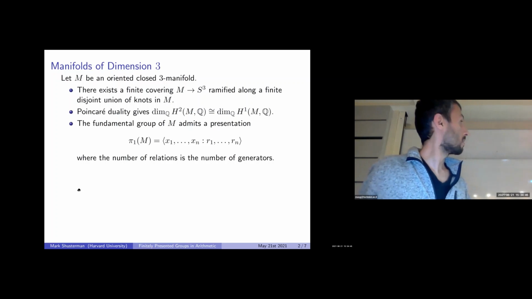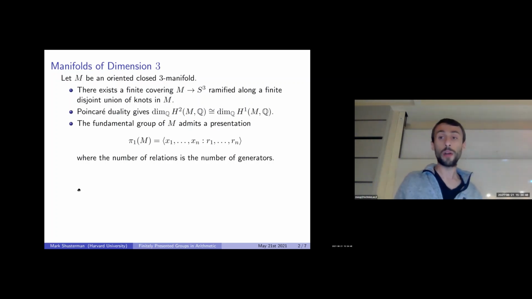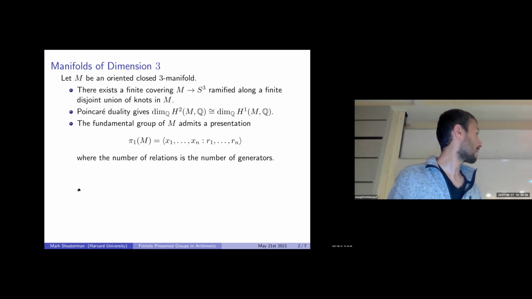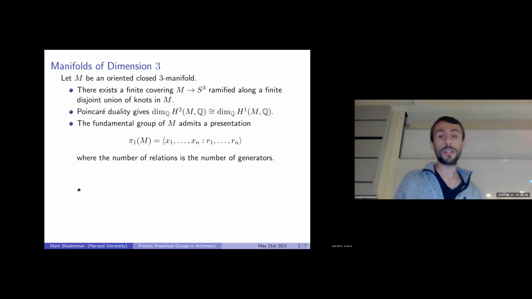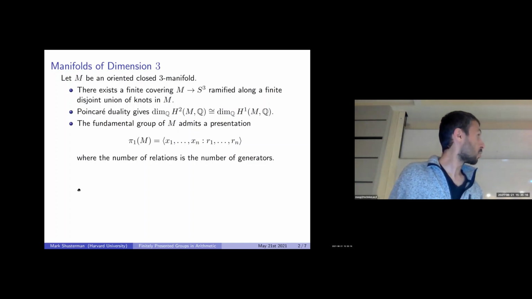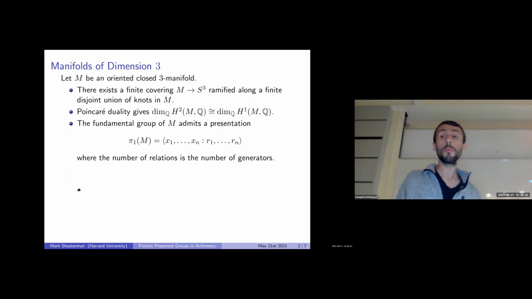A third fact that will be very relevant throughout the talk, but for different objects, is that the fundamental group of the manifold admits a so-called balanced presentation. So it's a finite presentation where the number of generators equals the number of relations. It means that if I take the fundamental group, I can find a surjection from a finitely generated free group such that the kernel is generated as a normal subgroup by elements R1 up to Rn, whose number is not exceeding the number of generators of the free group.